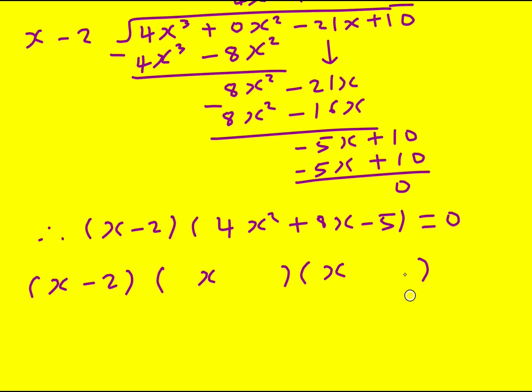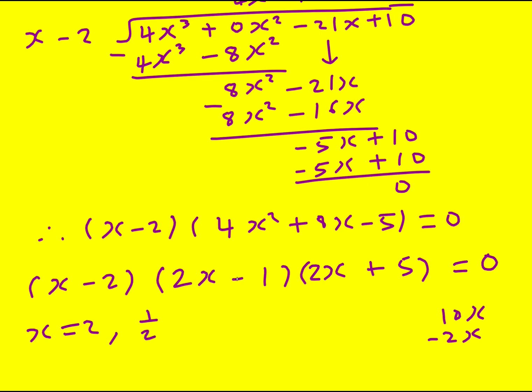So if it's going to work, it's going to be 2x. And then a 5 and a 1, I'll get 10x, and I'll get 2x. So this will work if I make this one negative. So that would be a minus 1 here and a plus 1 there. So x is equal to a half when 2x minus 1 is 0, or minus 5 over 2.